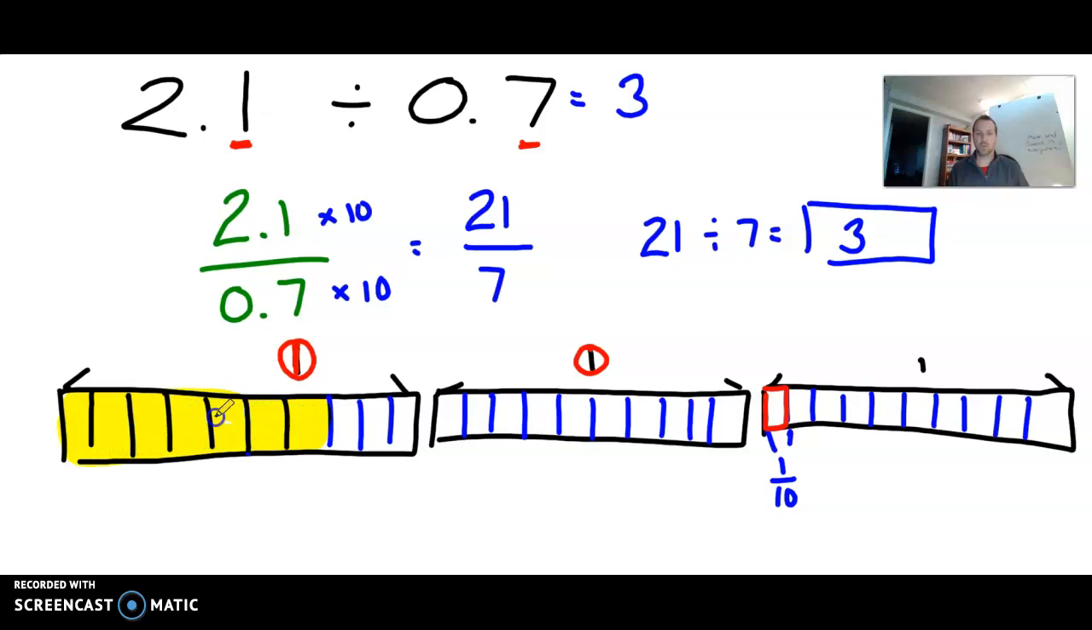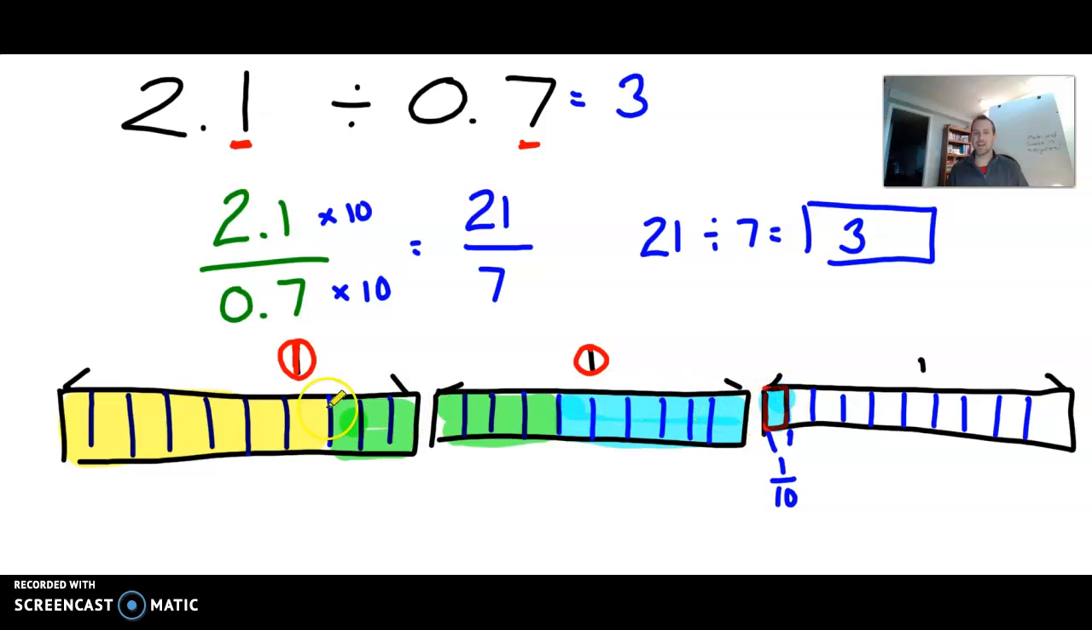There's one group. I'm going to color it yellow. Let's do another one in groups of 7/10. So there's 3, 4, 5, 6, and 7. And double check: 1, 2, 3, 4, 5, 6, 7. Beautiful. Let's do another one in sevenths. 1, 2, 3, 4, 5, 6. We're going to need this one. Here's our 7th.